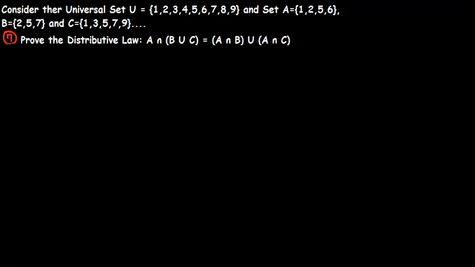In this video, we are going to be focusing on problems under set operations that has to do with proving the distributive law. Let's say you are given this kind of problem that asks you to consider a universal set which is given from 1 to 9, and another set A: 1, 2, 5, and 6. Next is set B, which is 2, 5, and 7, and we have set C: 1, 3, 5, 7, and 9. And you are asked to prove using the distributive law that A intersection (B union C) is equal to (A intersection B) union (A intersection C). How can we solve this problem?